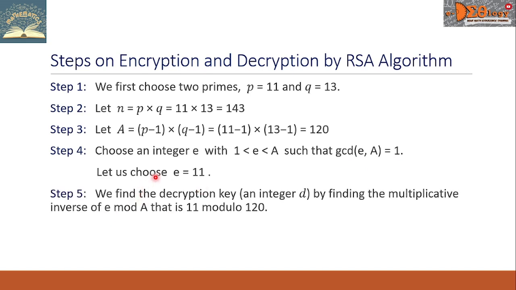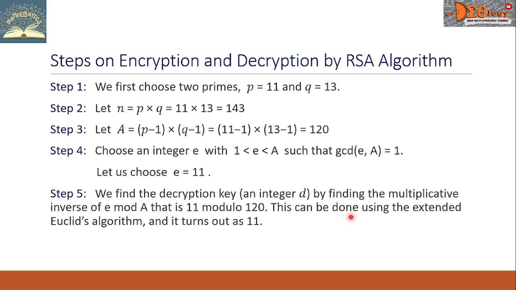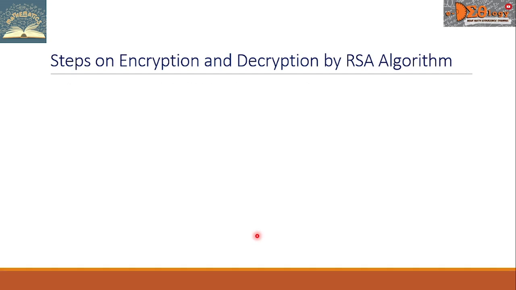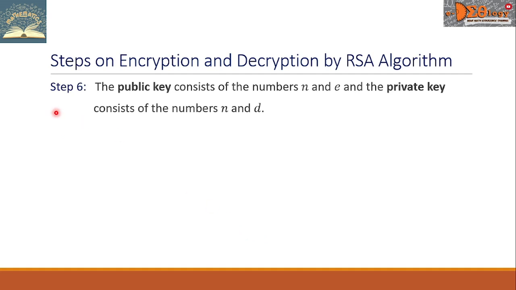Step 5. We find the decryption key, an integer d, by finding the multiplicative inverse of e mod A, that is 11 modulo 120. This can be done using the extended Euclid's algorithm, and it turns out as 11. For step 6, the public key consists of the numbers n and e, and the private key consists of the numbers n and d.